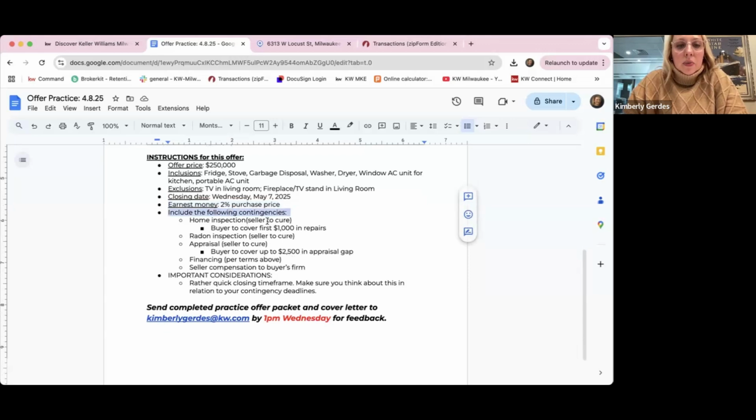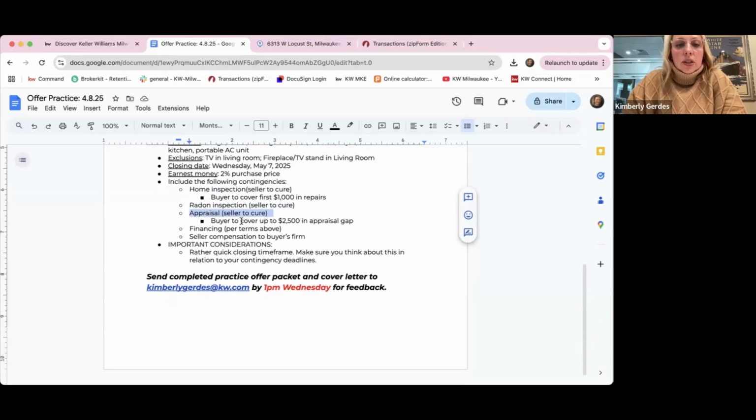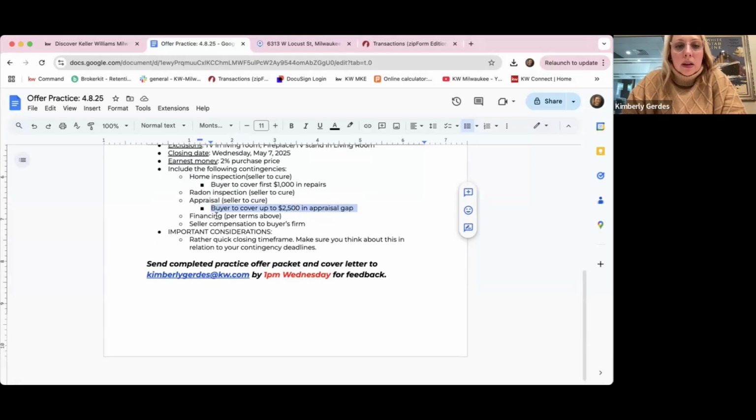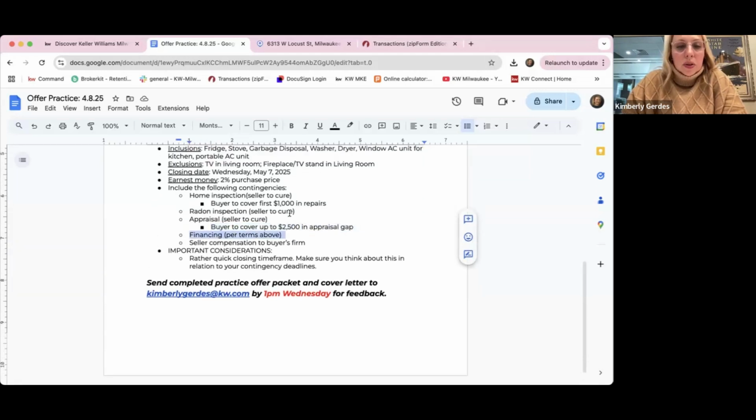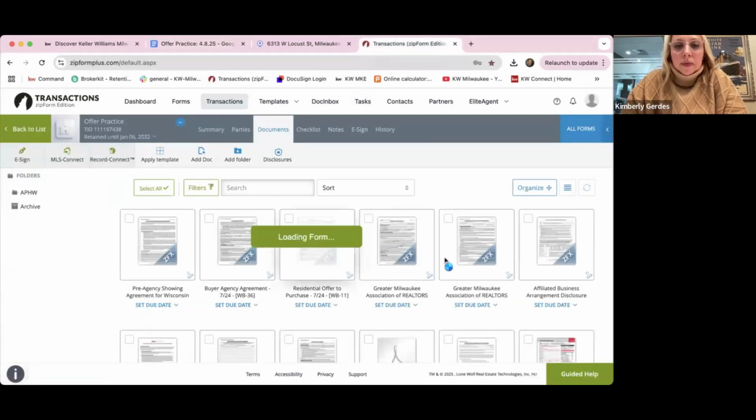In terms of contingencies, we are going to have a home inspection and give the seller the right to cure, but Paige is willing to cover the first $1,000 in repairs. We'd like to have a radon inspection and an appraisal contingency. She's got a little bit of money in the event that we need to cover an appraisal gap, so you'll see how that comes into play in addendum AC. Financing, she's going to put 20% down. And the final contingency we're going to add in is that the seller will be providing compensation to the buyer's firm. Okay, so let's get into the offer.